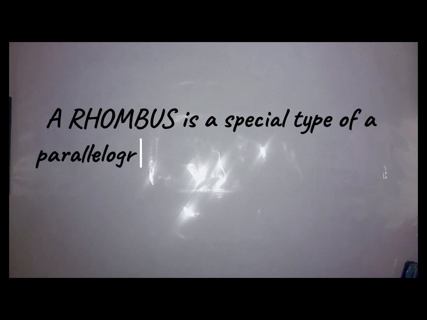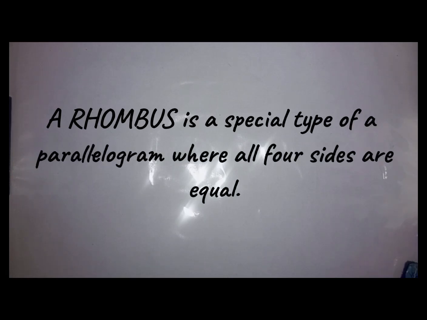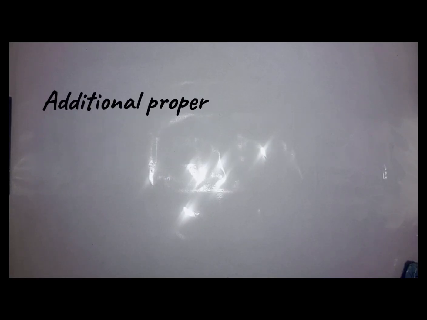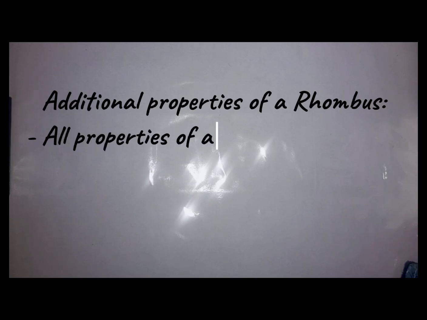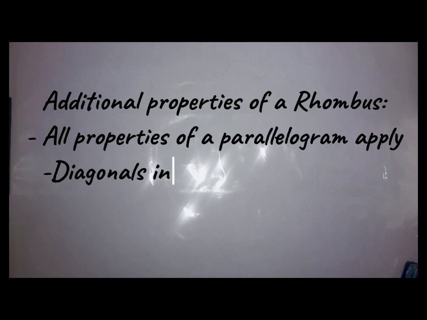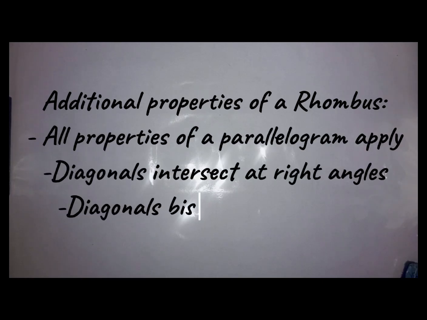And on the other hand, what is a rhombus? A rhombus is a special type of parallelogram where all four sides are equal. So here are the additional properties of a rhombus. All properties of a parallelogram apply. Diagonals intersect at right angles, and diagonals bisect opposite angles.